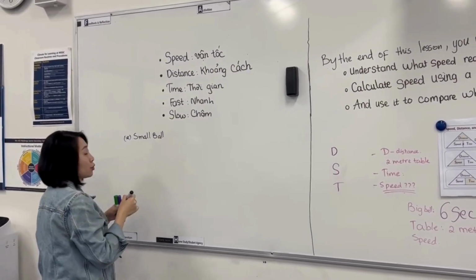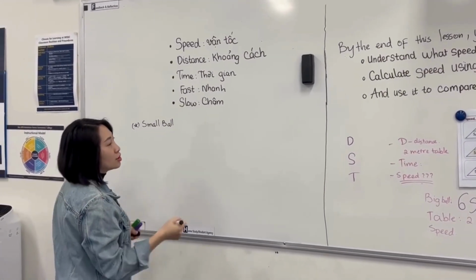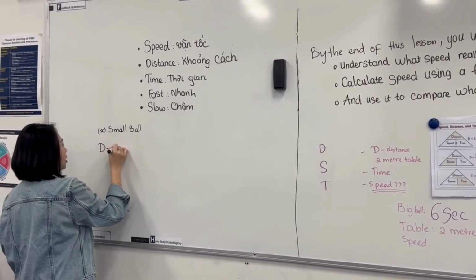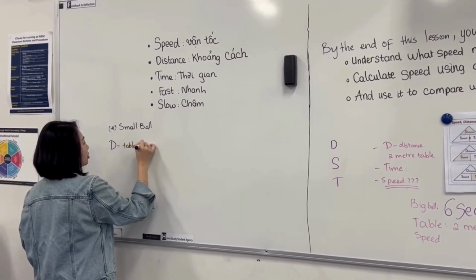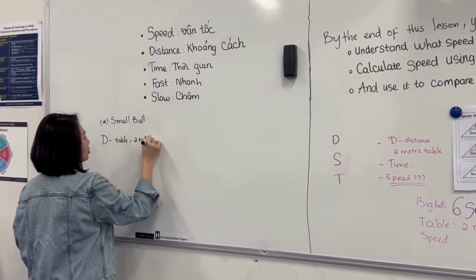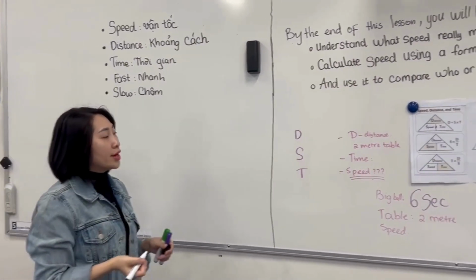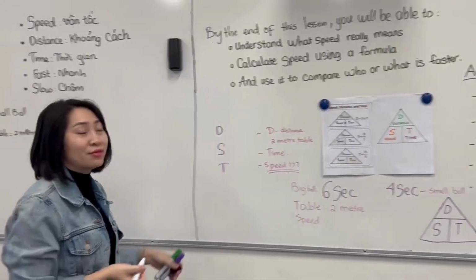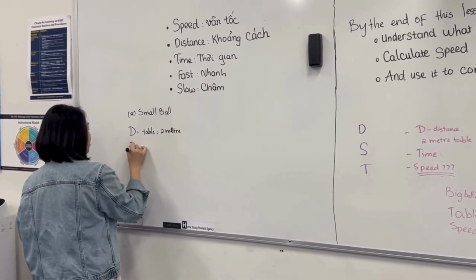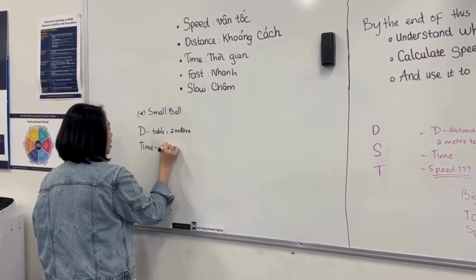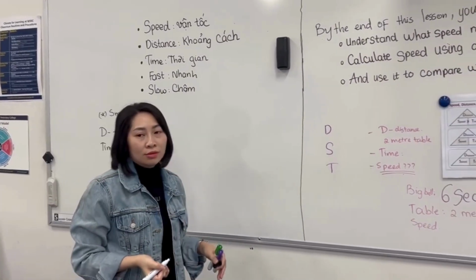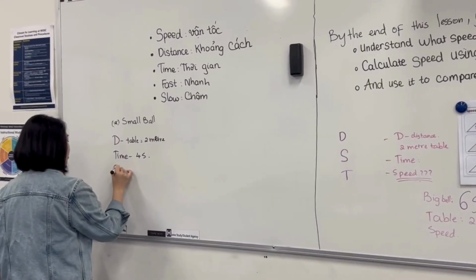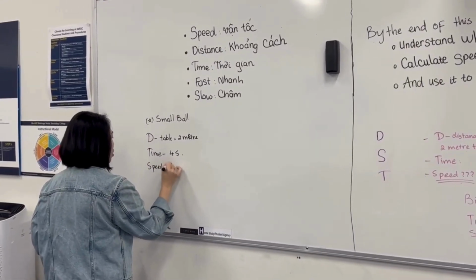Okay, what do we have for the small ball now? We already know our distance. This table is 2 meters. We already know the time. How much time for the small ball? 4 seconds. Yes, 4 seconds. We know the time. We don't know the speed, right? So we want to find out the speed.